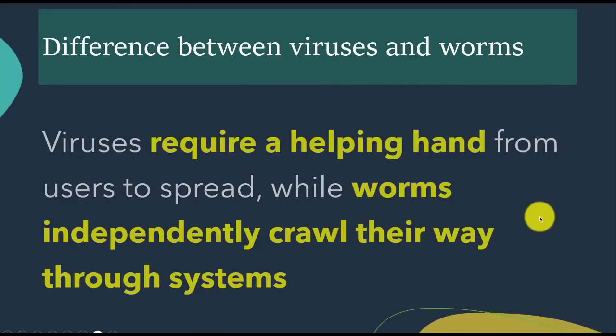You see, the virus, you put your flash somewhere, or you click on something that you are not supposed to click on, and it executes the file. Execute means it loads, it expands, and it occupies your space. The program, the algorithm that's written is executed. So viruses require a helping hand from users to spread, while what we call worms independently crawl their way through the system. They don't need you. When the worm enters, the worm will just keep going. But the virus will require you to transfer from one to another.